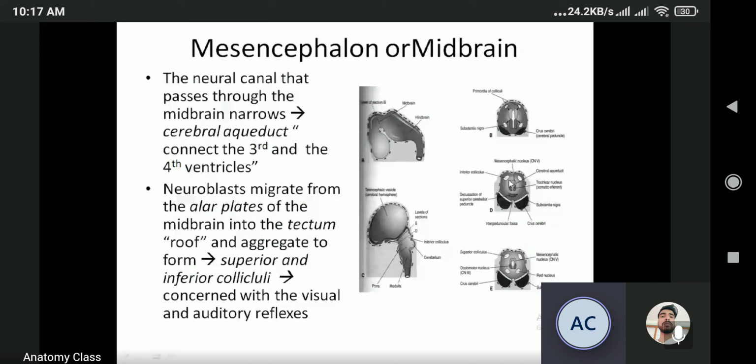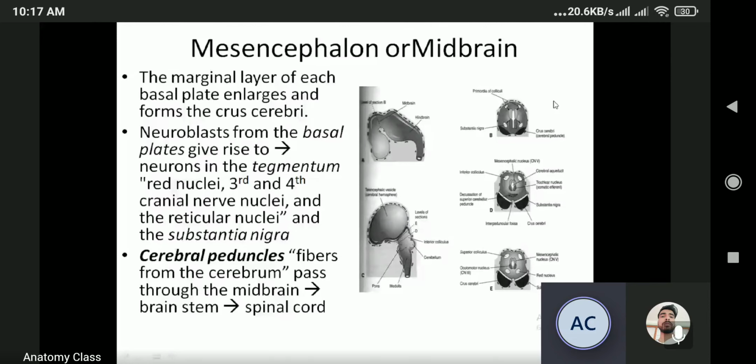Neuroblasts migrate from the alar plate of the midbrain into the tectum roof and aggregate to form the superior colliculus and the inferior colliculus. So this is the inferior colliculus. This is the superior colliculus. So this is the cerebral aqueduct. Again, the marginal layer of each basal plate enlarges and forms the crus cerebri. This is the crus cerebri, so it will enlarge in the basal plate.